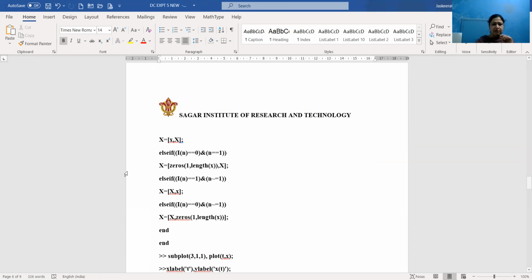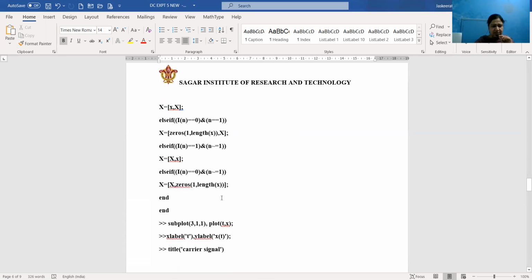So I will end the loop. So end for, right, for closing this else command, and this end is for closing the for command. Now I have three signals with me: one is the carrier signal, the message signal, and the ASK modulated signal. So I will plot all these three signals.